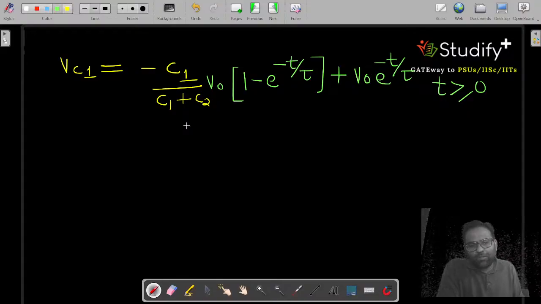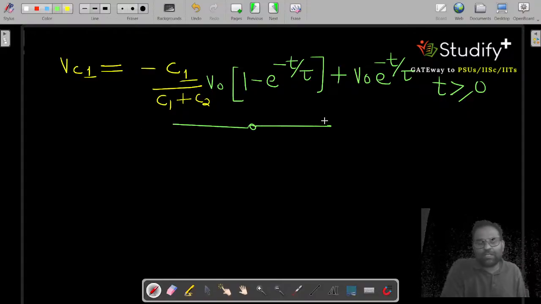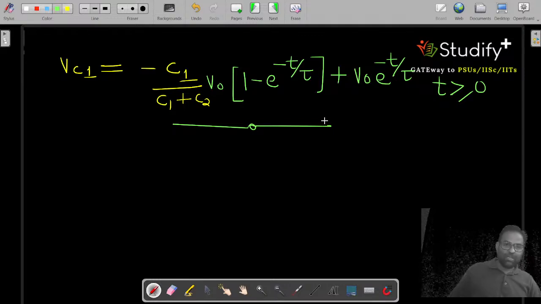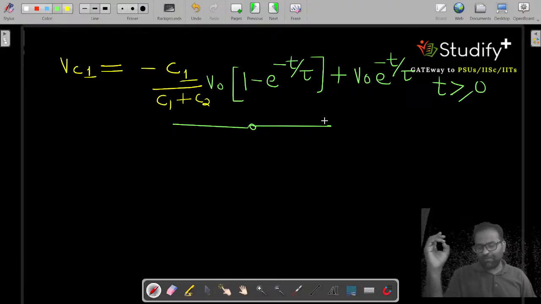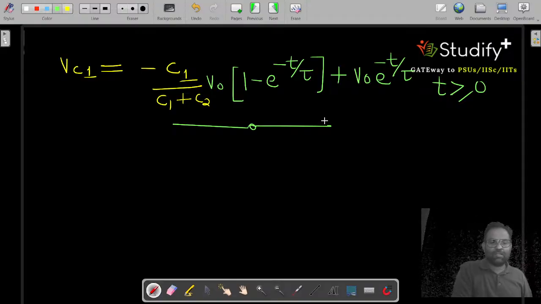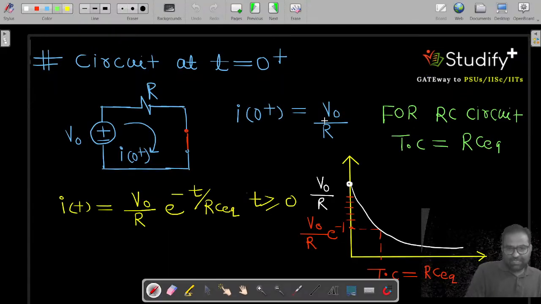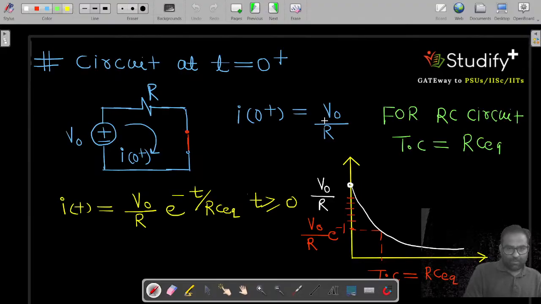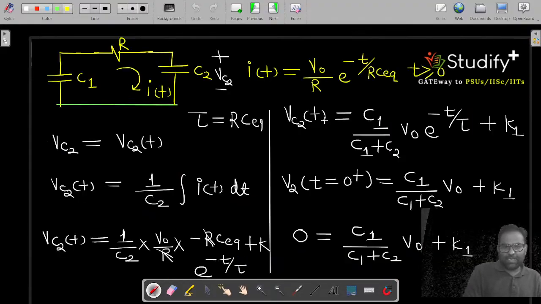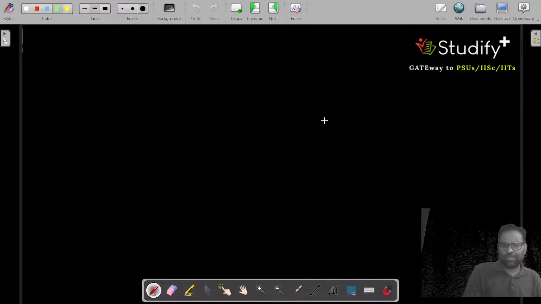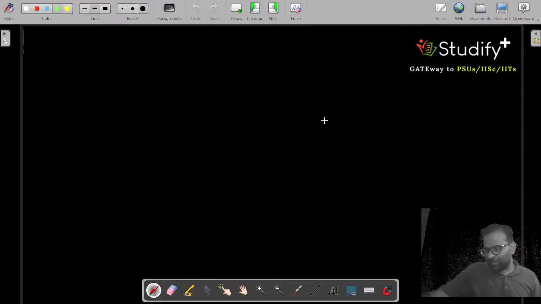You can verify also the value of this for t equal to 0 is V0. And at t equal to infinity, this value is V0 into C1 divided by C1 plus C2. So we can analyze everything using one variable. Even if we know only the voltage or current of any one thing, we can analyze the whole circuit. So I hope this analysis is clear, and we can have the waveform across every component. Let's go to our next question.